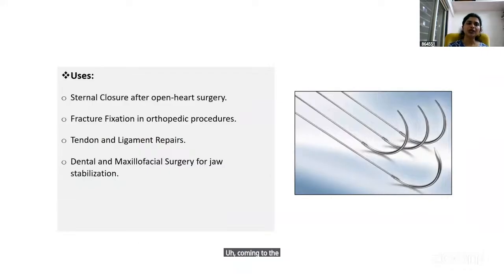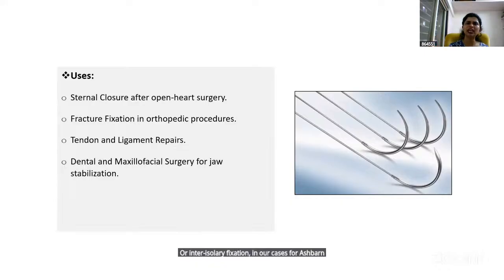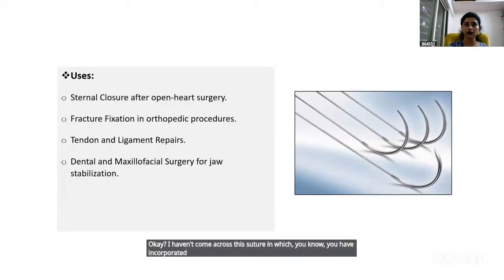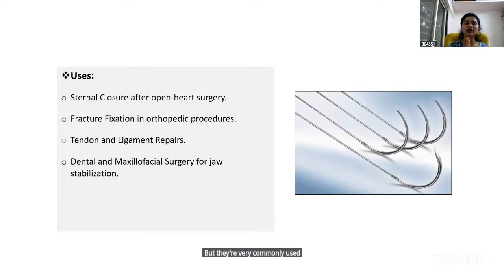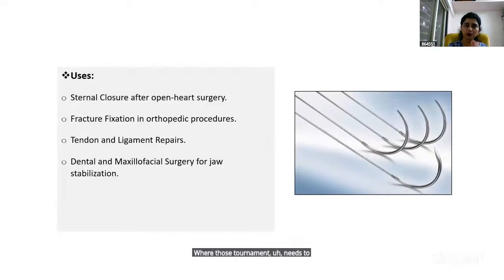Coming to the uses, are they used in oral and maxillofacial surgery? We make use of arch wires, but we don't have these suture materials with incorporated needles. For intermaxillary fixation and arch bar fixation, we make use of wires. I haven't come across a suture with an incorporated needle on these wires. But they are very commonly used for cardiovascular and open heart surgery, where an osteotomy is performed on the sternum, and to close it back we make use of these kinds of sutures.